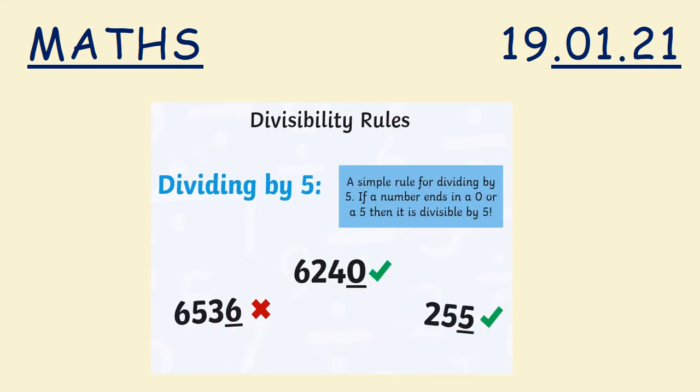Dividing by 5. A simple rule for dividing by 5: if a number ends in a 0 or a 5, then it is divisible by 5. For example, this number ends in 0. It is possible to divide it by 5. And this number ends in 5. Yes, it is possible to divide it by 5. This number ends in 6. No, it's not possible to divide it by 5.